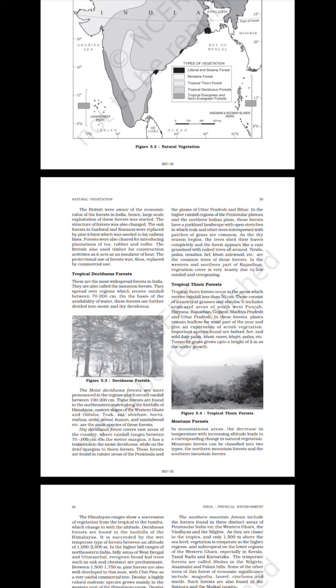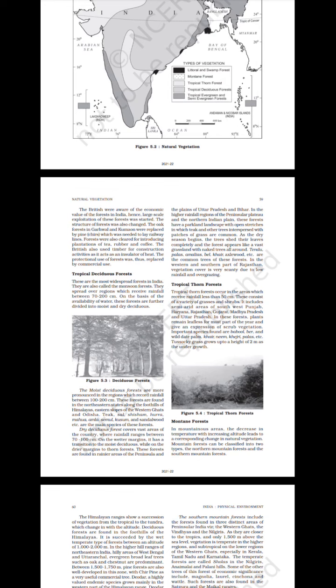Tropical thorn forests. Tropical thorn forests occur in the areas which receive rainfall less than 50 centimeters. These consist of a variety of grasses and shrubs. It includes semi-arid areas of southwest Punjab, Haryana, Rajasthan, Gujarat, Madhya Pradesh, and Uttar Pradesh. In these forests, plants remain leafless for most part of the year and give an expression of scrub vegetation.